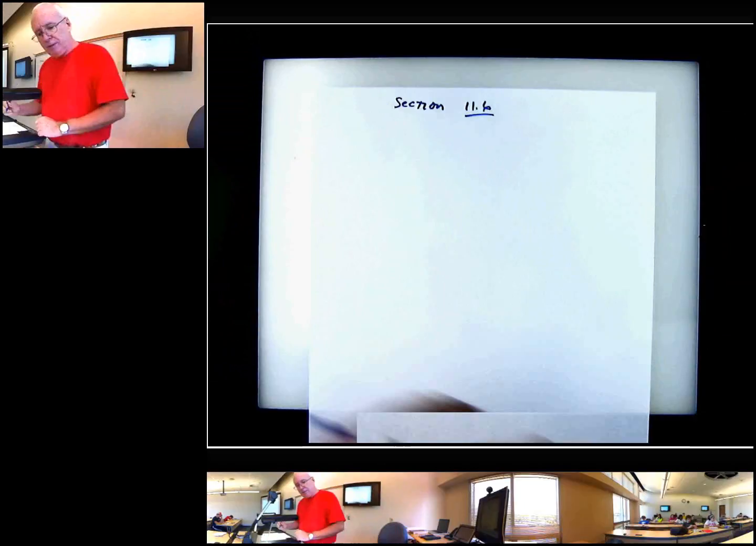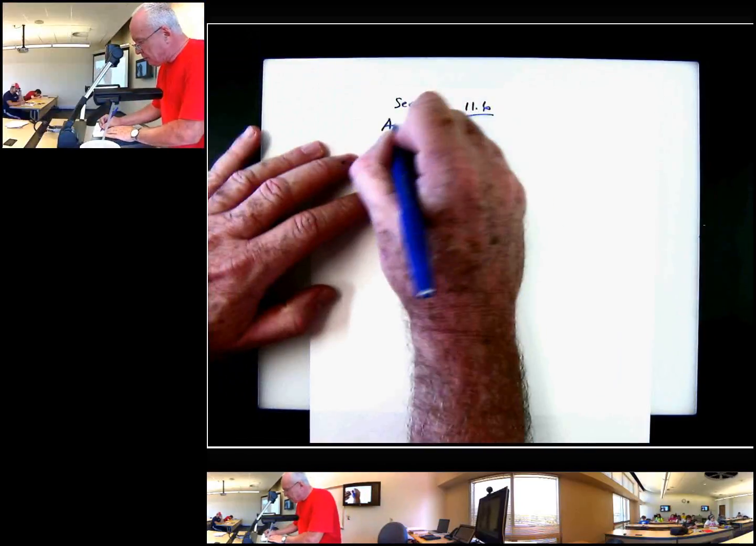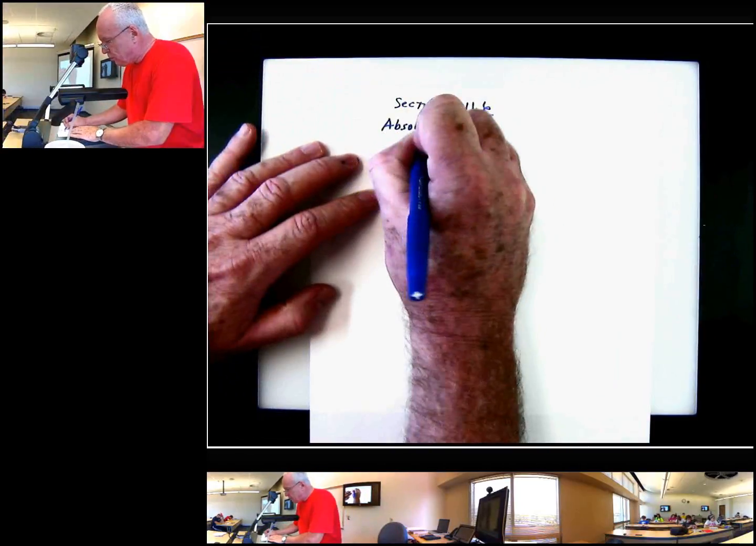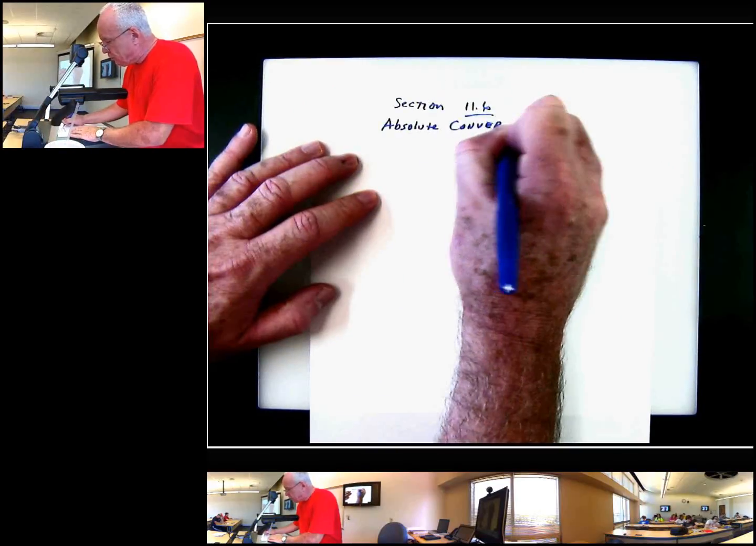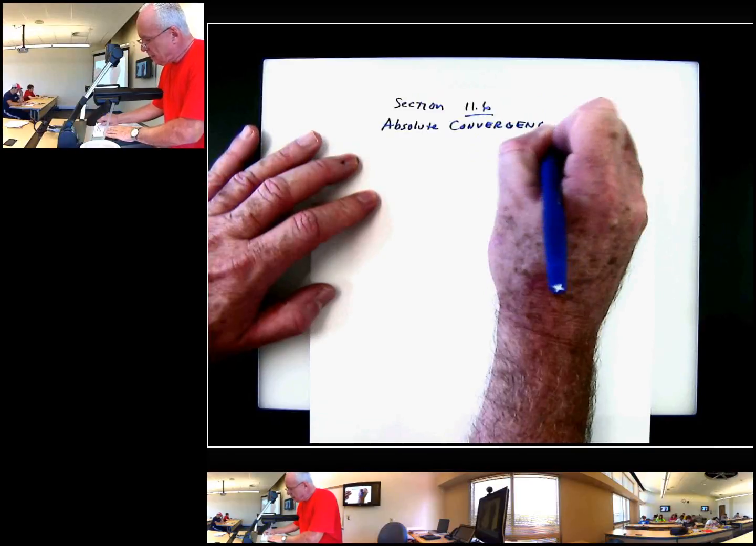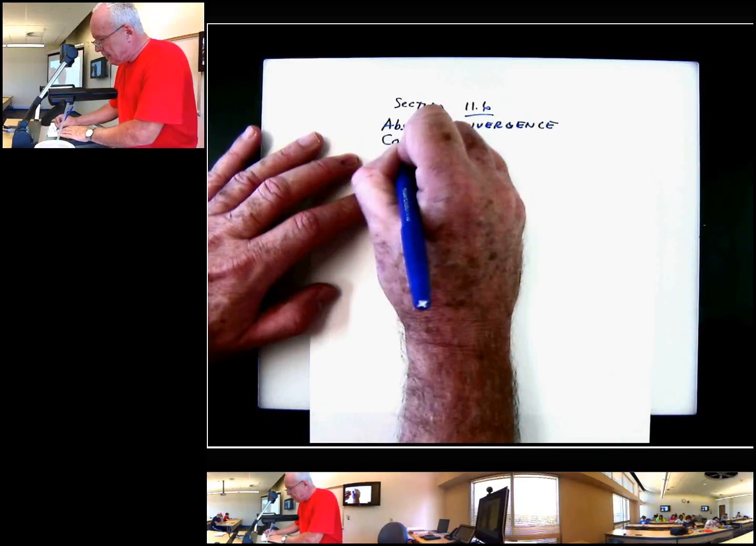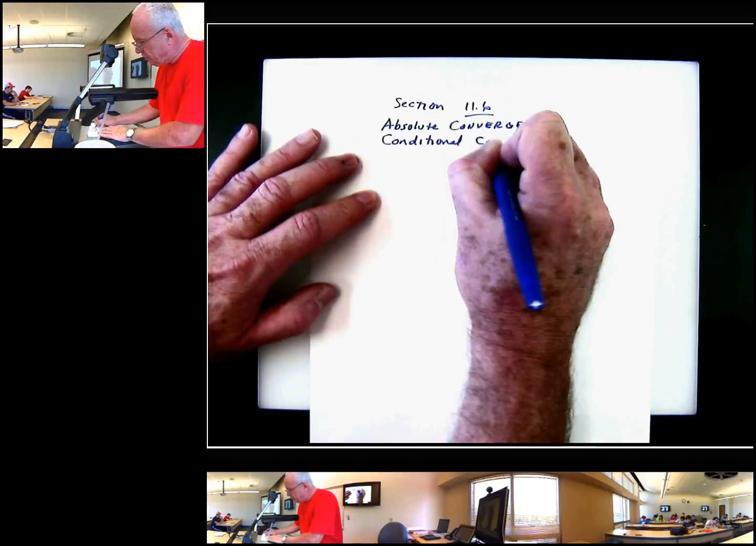Okay, 11.6 has a couple of topics in it. I'm just going to list the topics, and then of course we're going to go through it. It talks about something called absolute convergence. And then related to that, it talks about something called conditional convergence.